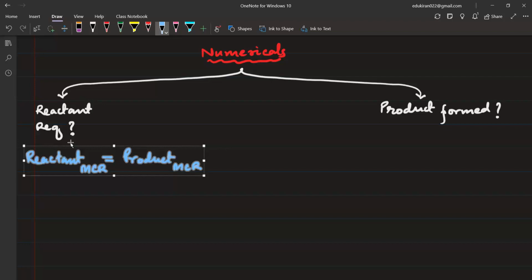ठीक है, एग्जाम्पल देंगे तब आपको थोड़ा सा मेरी इस बात पे मतलब समझ में आ जाएगा क्या हम कहना चाह रहे हैं. MCR of reactant will be equal to the MCR of product. ठीक है, what we will do, reactant MCR is equal to product. ये याद रखना है बस आप. ठीक है, उसके बाद सारी चीजें आपको खुद ब खुद आ जाएंगी.